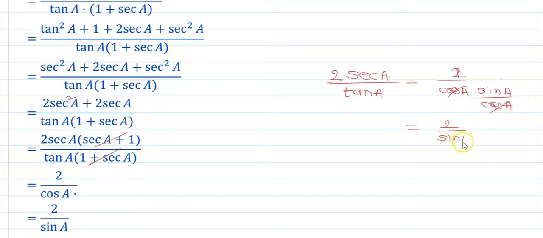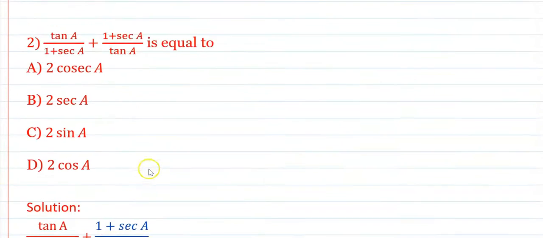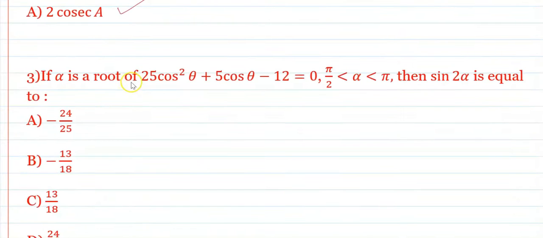2 upon sin a, and what is the reciprocal of sin? It is cosec a, and therefore you will get here cosec a. See this here, therefore option A is the correct one. What do we do here? We do cross multiplication and simplify.